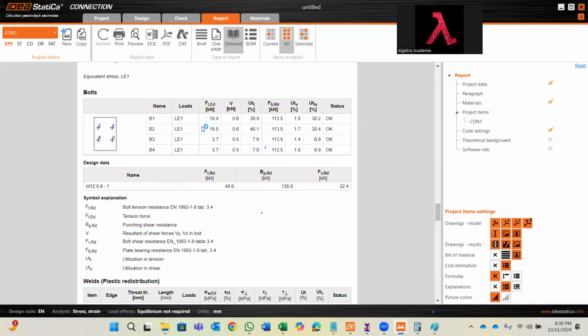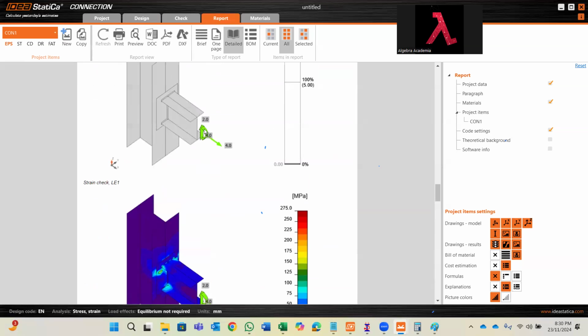Anyone has questions, please do ask me, or else I'll go for the next connection. Similar to this, I'll go for the bolted connections. Sorry, the welded connection. The one which you have seen is the bolted connection. I'll go with the welded connections. Is my voice clear? Yes, sir. Shall we go with the welded connection, the similar one? Sure, sir. Okay, fantastic.